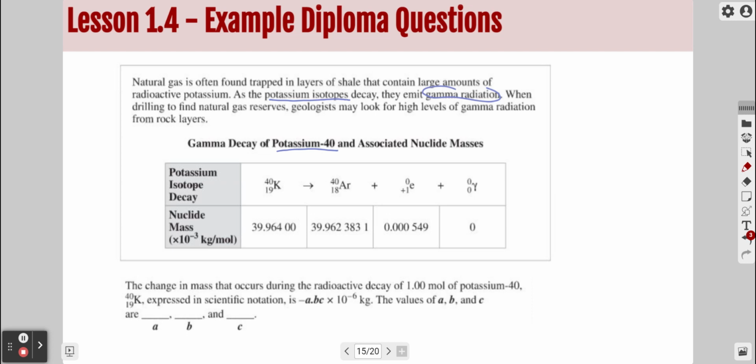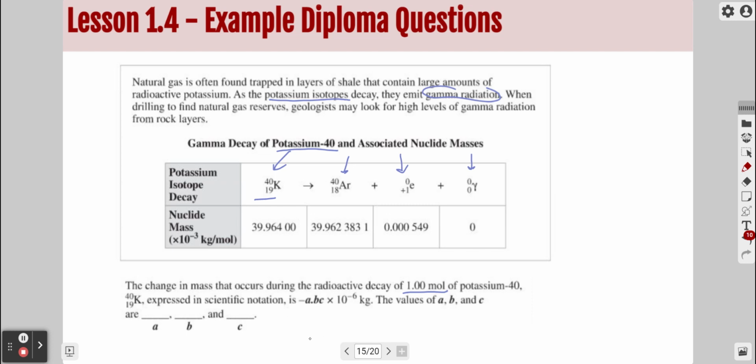So we have the potassium isotope decay. There's our potassium. And it is decaying into argon, an electron, which is our beta decay, and we also get a gamma radiation. Gamma has no mass, and it's giving us the mass of an electron. It gives us the mass of argon and potassium. So we don't even need to go to our data booklet, which is awesome. So now it's asking us the change in mass that occurs during this radioactive decay for 1 mole of potassium, that's what it's balanced for, expressed as this.